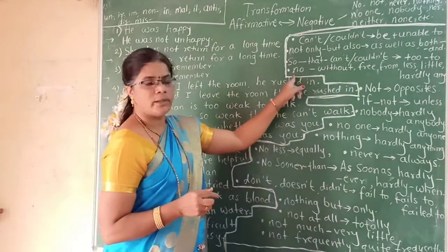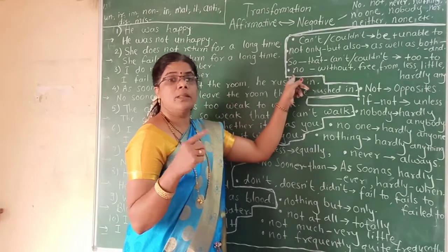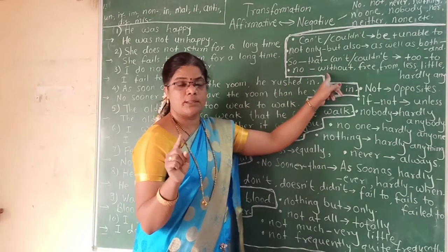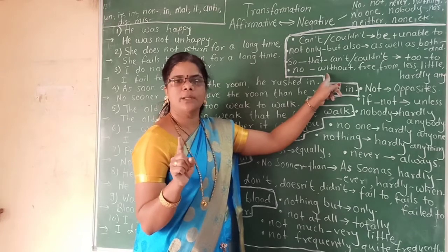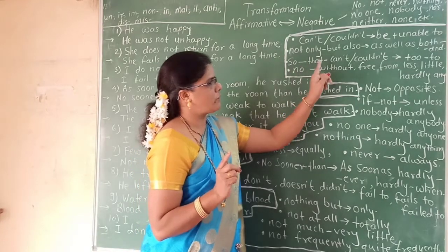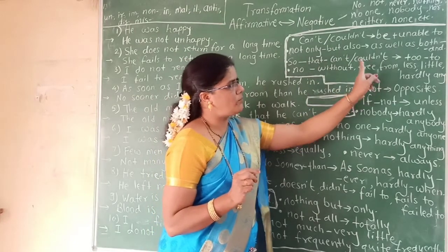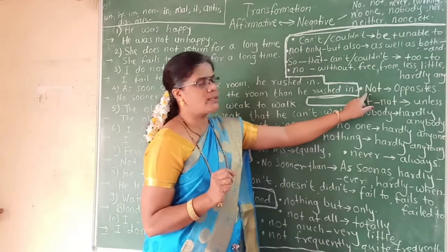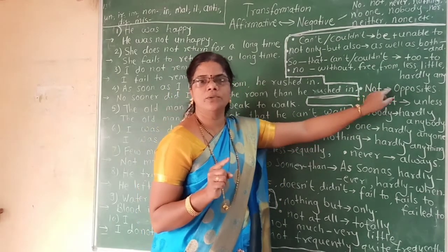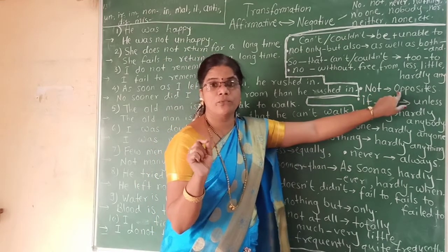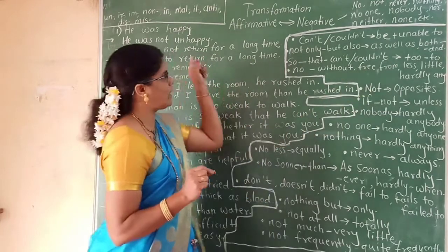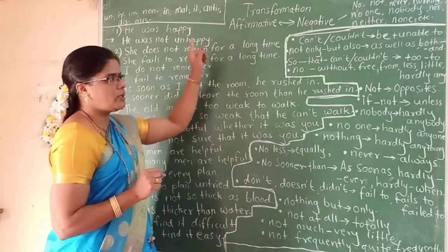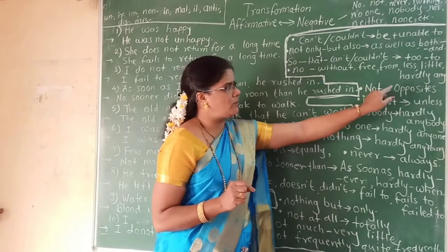Next one, no. If no word is there in a negative sentence, then we can use in affirmative according to the meaning of that sentence. We can use either without, free from, less, little or hardly any. Next one, if there is not in the sentence, then we have to use the opposite of that particular word or that adjective as we have used over here. Instead of this happy, we have used here unhappy. So if there is not in the negative sentence, then you have to use the opposite.